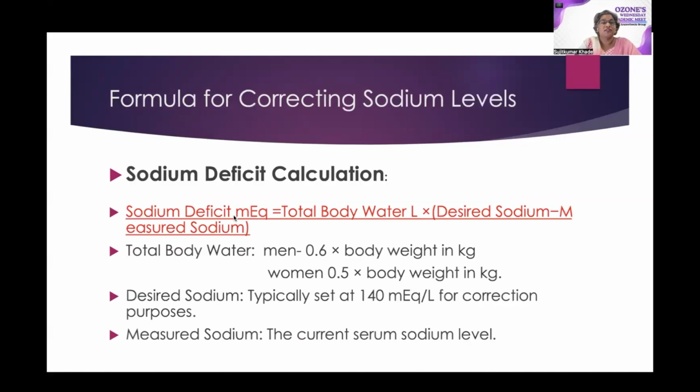Now, formulas for correcting sodium level are in 3 steps. First, we need to calculate the sodium deficit, which is total body water in liters into desired sodium minus measured sodium. Total body water in men is 0.6 into body weight, and in women is 0.5 into body weight. Desired sodium is set at 140 milliequivalents per liter.